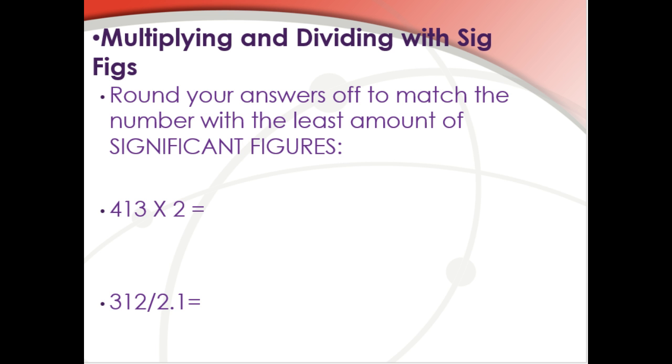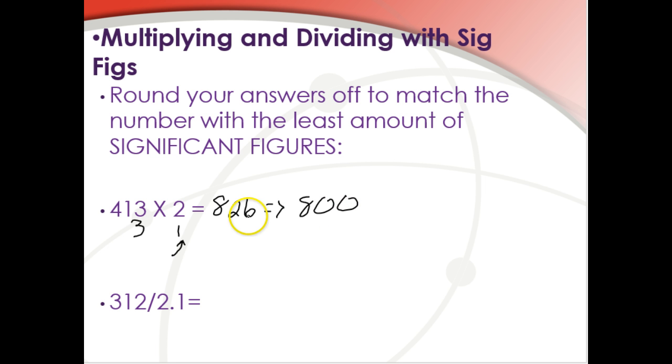If we go through here and determine the number of significant figures for each one of my problems, I've got 3 significant figures for my 413, 1 significant figure for 2. So when I multiply these guys out, I get 826. Now I'm going to round my answer off to match the number with the least number of significant figures. So the number with the least number of significant figures is 2, which has 1 significant figure, so my answer can only have 1 significant figure.